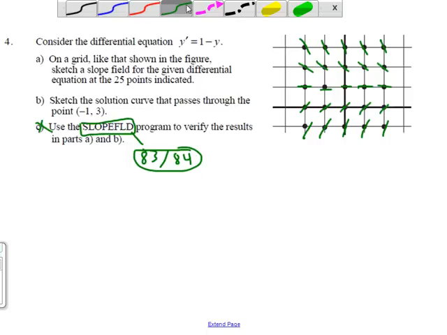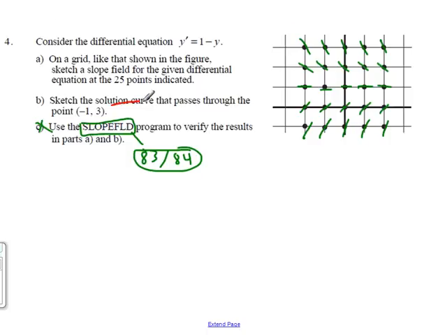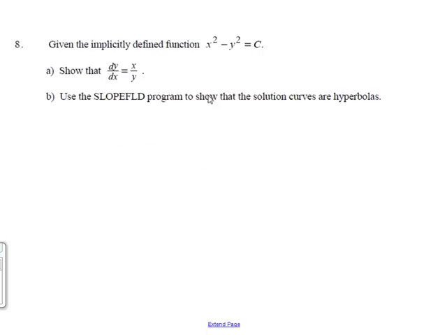And now it wants us to sketch the solution curve that goes through the point negative 1, 3. So that's negative 1, 3. That's going to look something like that. And since the slopes here are all 0, there's a horizontal asymptote, so it'll never cross that. Okay, let's do another one like that.